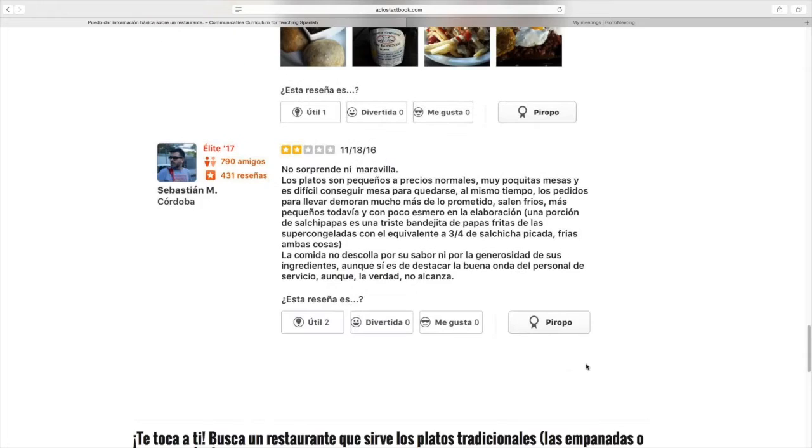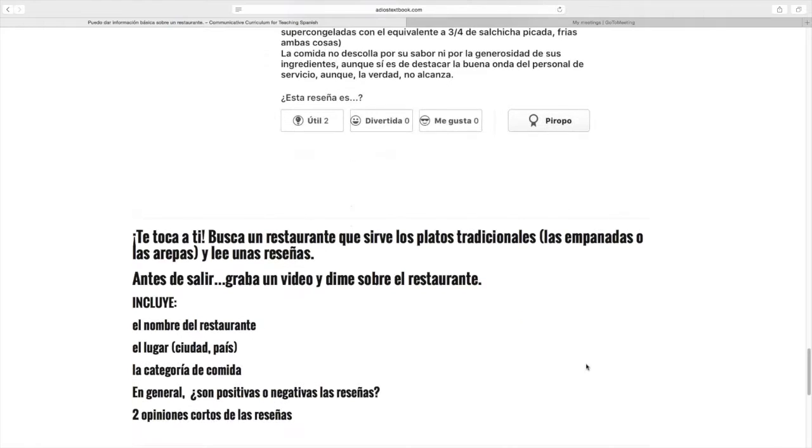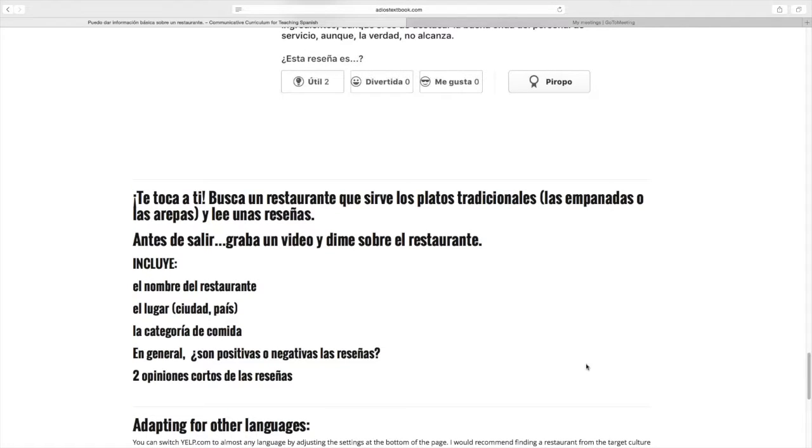After they have gone through these 2 reviews together as a class, then I'm going to say it's your turn now. And your job is to find a restaurant that serves some of our traditional dishes that we talked about with empanadas or arepas, and read some of the reviews. And give them some time to do just that.